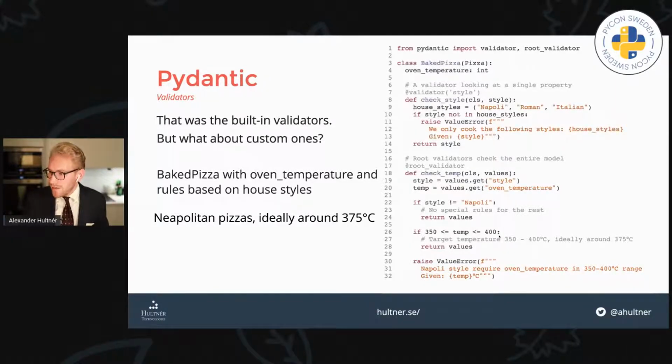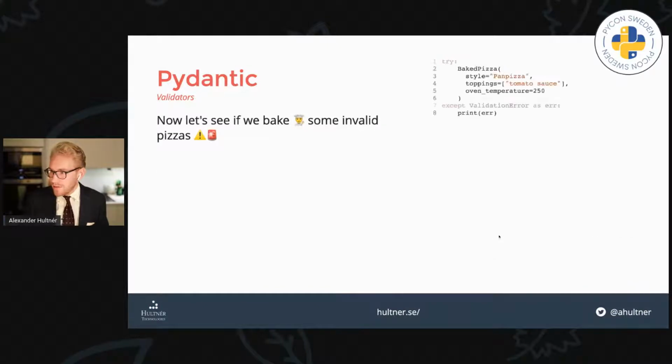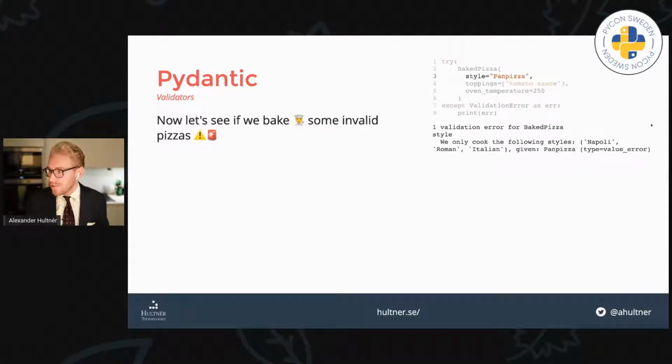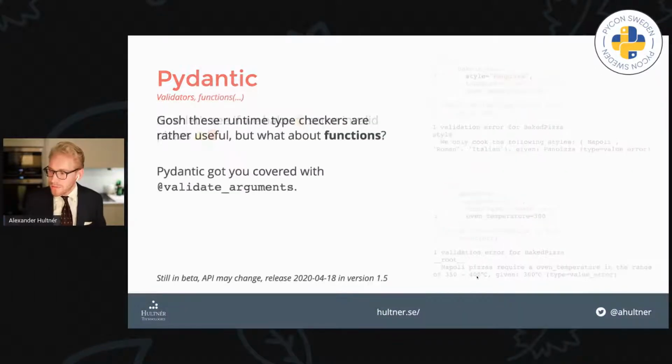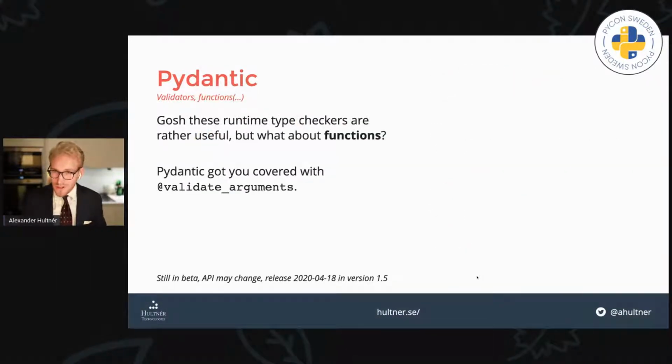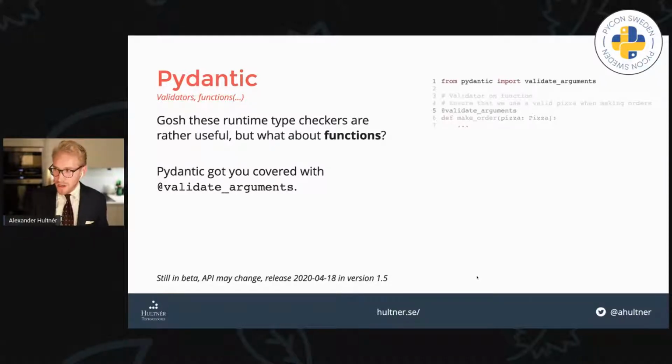So by using this, we can now also stop invalid pizzas where they are too cold. And if we go ahead, we can see that we get a validation error when we try to use an invalid temperature, and even a useful message telling what is wrong. So these functions or these type checkers are rather useful, but what about functions? Well, Pydantic got you covered.